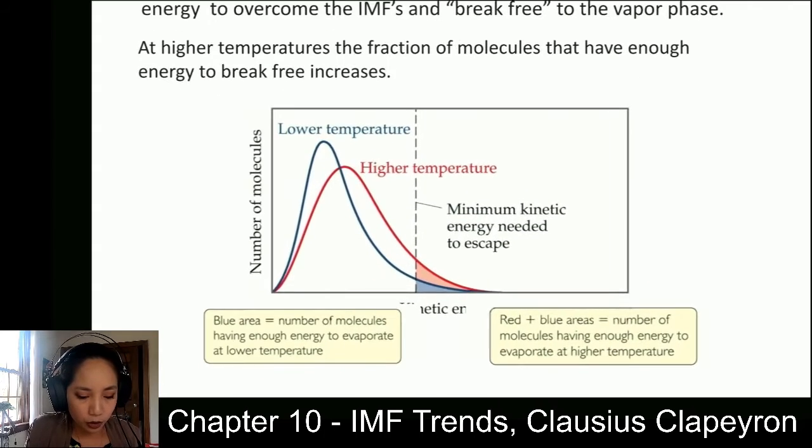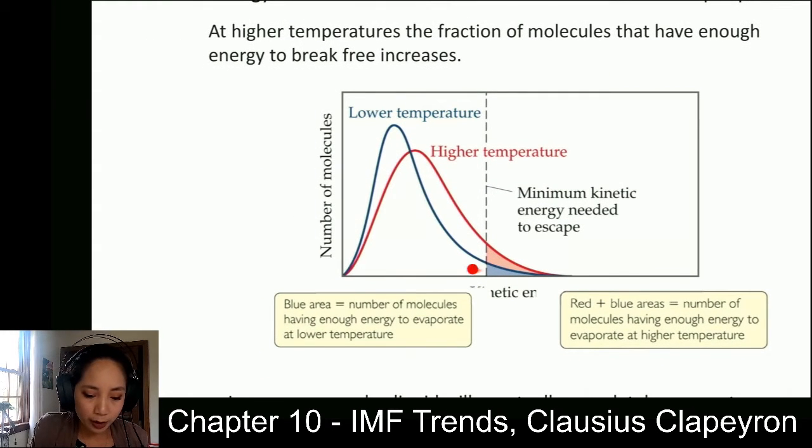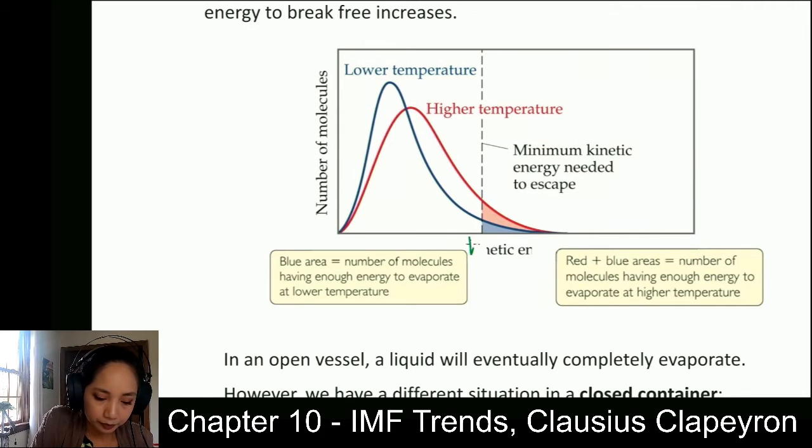And so that's what you kind of see in this graph. At a lower temperature, let's say at this temperature, so down here, this is kinetic energy. So essentially temperature. So this graph is essentially a Boltzmann distribution of molecules at any given temperature, and we've talked about this in chapter 9 about gases. So essentially what this is saying, at this particular minimum kinetic energy, particles will escape to the gas phase.